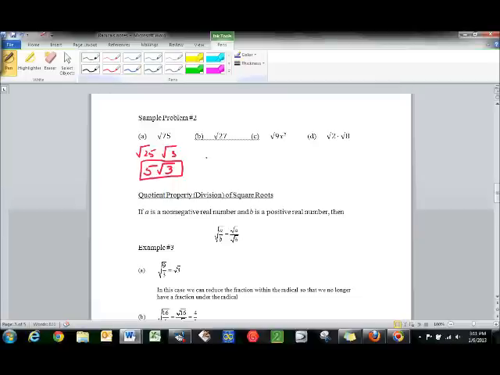The square root of 27 can be broken up into the square root of 9 times the square root of 3, which gives me 3 times the square root of 3.